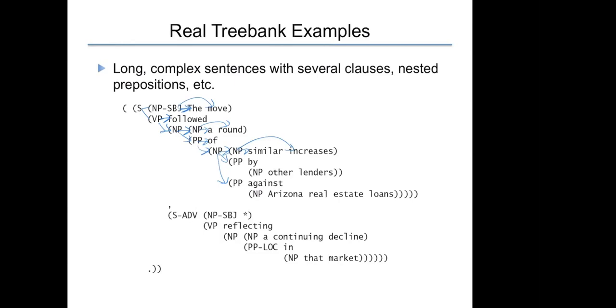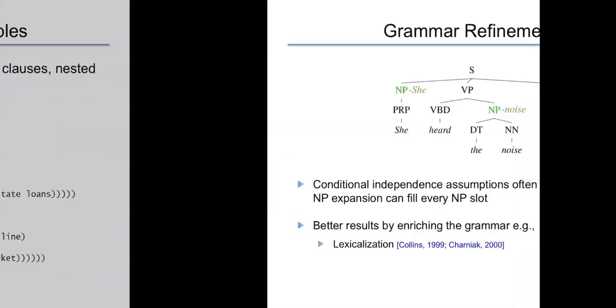records the tree structure. And they're very long, complex sentences, with a lot of clauses, nested prepositions, etc. So when people are trying to create a syntactic parser, they use this data set to train their model. And then once the model is trained, you're able to spit out this structure for unseen sentences during inference time.